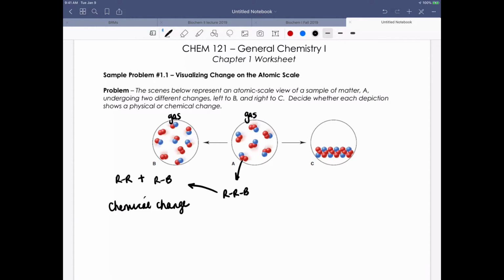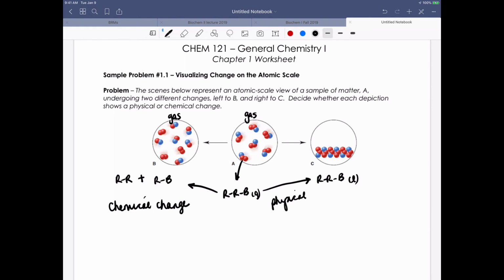As we consider the A to C transition, we can look and see that all of the molecules in the C molecular scene are the same. They're two red atoms connected to a blue atom. So we're not changing the chemical composition of what we have here. Rather, what we're doing is now these molecules become much closer in space, simulating either a liquid or maybe even a solid phase, where we had the same species as gaseous in the molecular scene shown in A. So this represents a physical change.